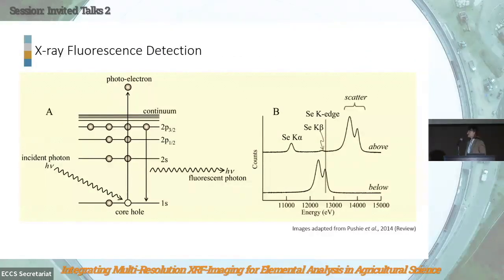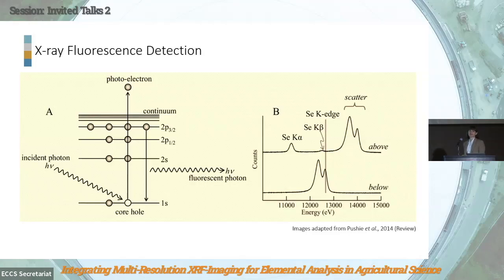So just very briefly regarding the principle of X-ray fluorescence imaging. When X-rays interact with matter, one of the events is photoabsorption. As a result, an electron from the inner shell is ejected into the continuum. This configuration of the atom is very unstable, and an electron from the outer shell would immediately fill the empty core hole, prompting an X-ray fluorescence photon emission.